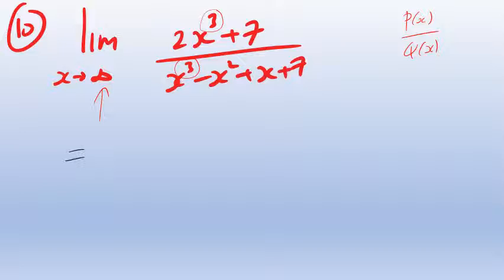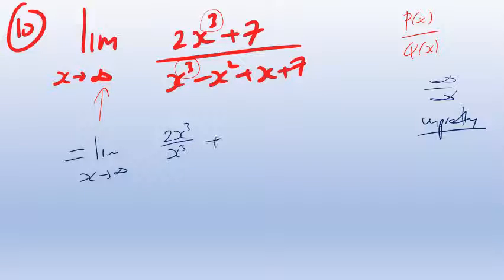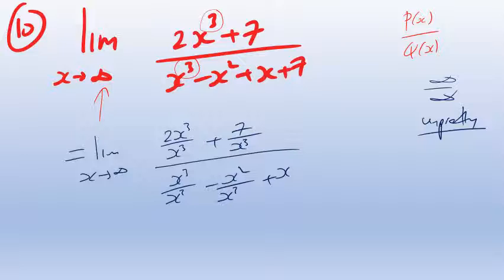So we go, equals the limit as x tends to infinity. Now, if you just blindly substitute infinity there, you're going to get an infinity over infinity situation with direct substitution, and this is what we call unpretty. So let's try to make this pretty by dividing top and bottom by x cubed. If I do that, I'll have every term: 2x cubed over x cubed plus 7 over x cubed, top and bottom, x cubed over x cubed minus x squared over x cubed, plus x over x cubed plus 7 over x cubed. And you can see where this is going now.